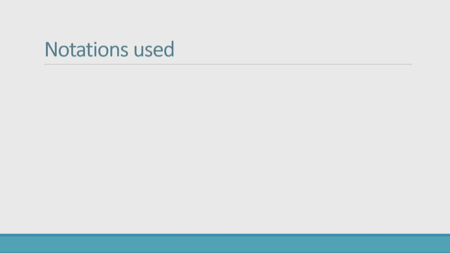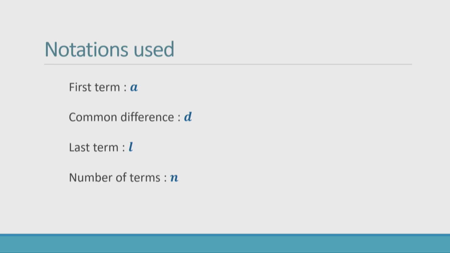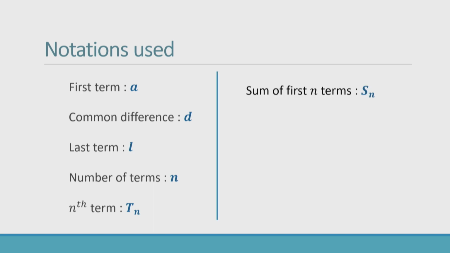So a recap on the notations to be used. The first term will be denoted by a, the common difference by d, the last term will be l, and for the number of terms we are going to use the letter n. For the nth term we use Tn, and now we are going to use Sn to denote the sum of the first n terms.